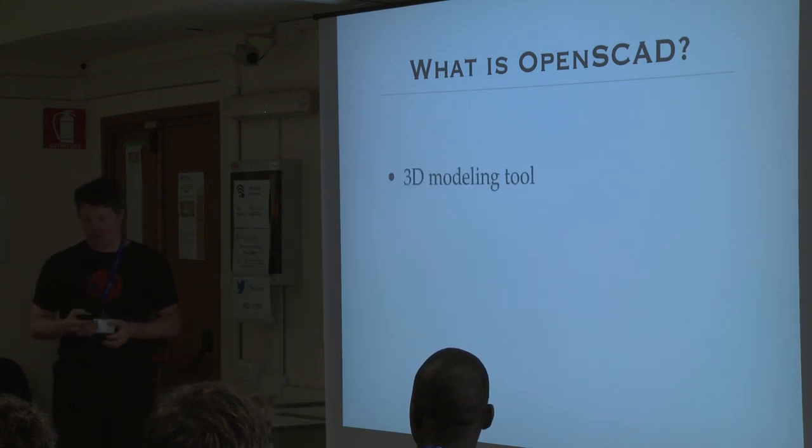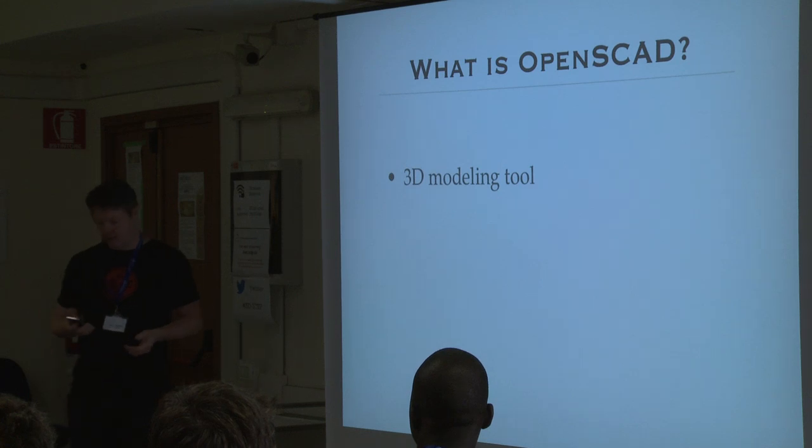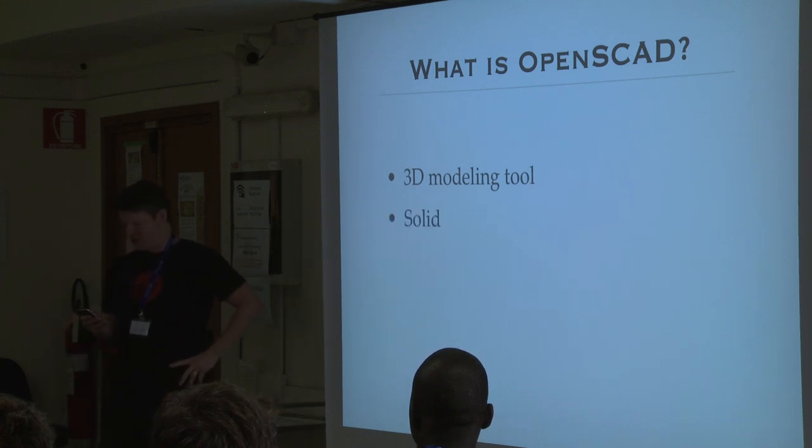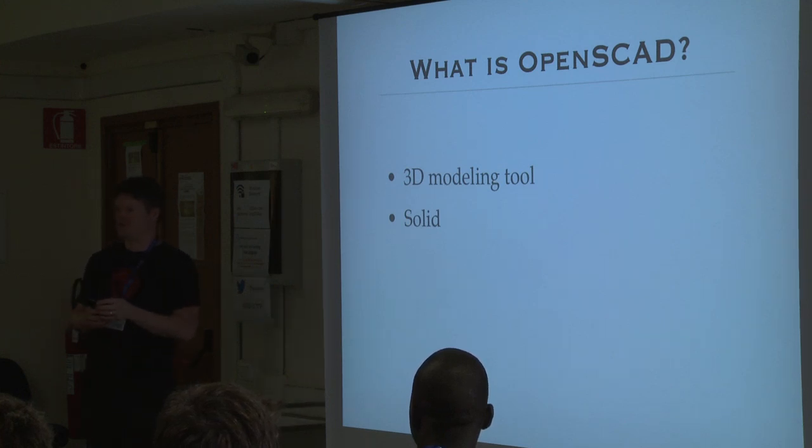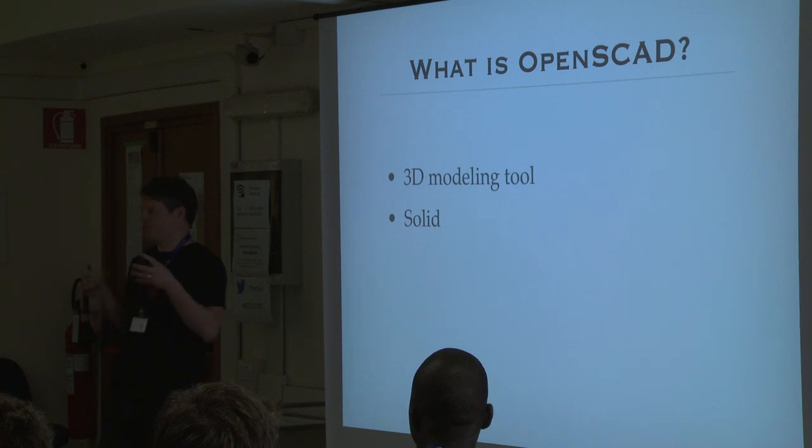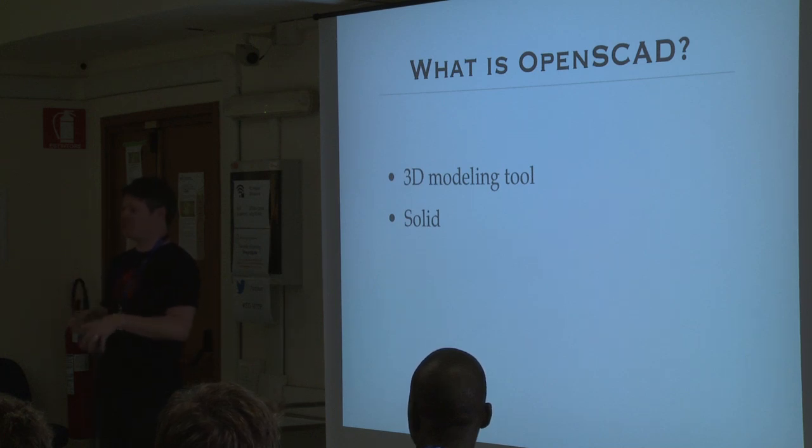So what is OpenSCAD? First of all, it's a 3D modeling tool, evidently. It's a solid 3D modeling tool, meaning that it's meant for creating solid, watertight models, so-called two-manifold surfaces, meaning that the results should always be printable, with no cracks that you have to repair. That's not always the case, but that's the idea, that we try to enforce the solid constraint so that whatever you do, you don't have problems like we had in SketchUp, where surfaces appeared. What you see is what you get. When you have rendered your model, it is solid. Otherwise, it couldn't be rendered.